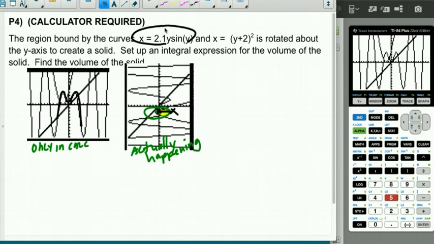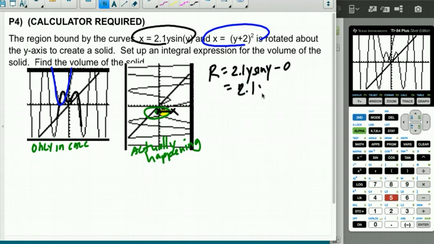The one that is just a U shape, right? That's all this is. This is just a U shape. That's definitely the squared term, right? So point being, my outside R is from this axis of rotation to the sine curve, right? The one that has a sine. So the R is going to be 2.1y sine of y minus 0. So we would just say that it's 2.1y sine of y, right?